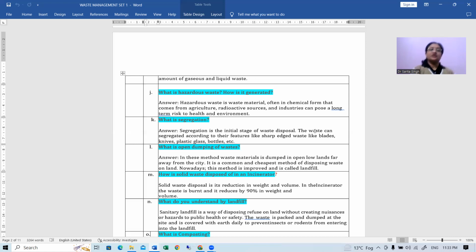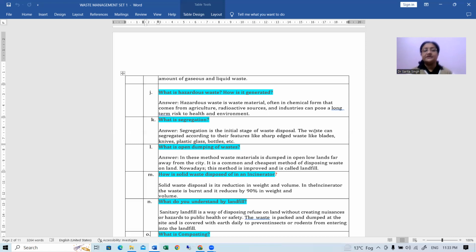Okay. Next question is, what is open dumping of waste? First of all, open dumping is a term which is related to disposal of waste. And in that, this is considered as the cheapest method of disposing of the waste. But one thing should be very clear to you, children, that open dumping is simply we are taking away the waste. We are just collecting all the waste from one place and we are just dumping it at some other place, right?